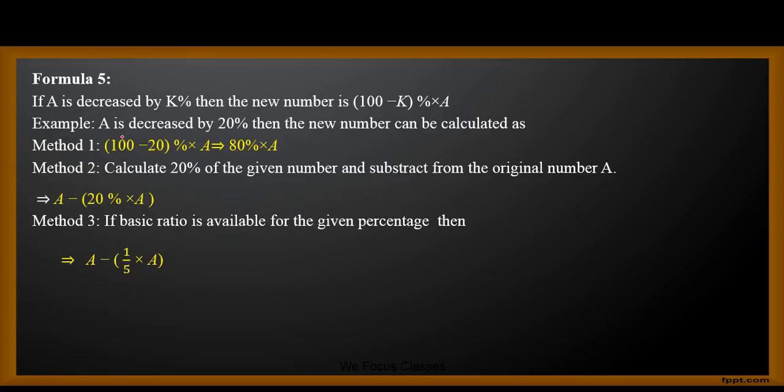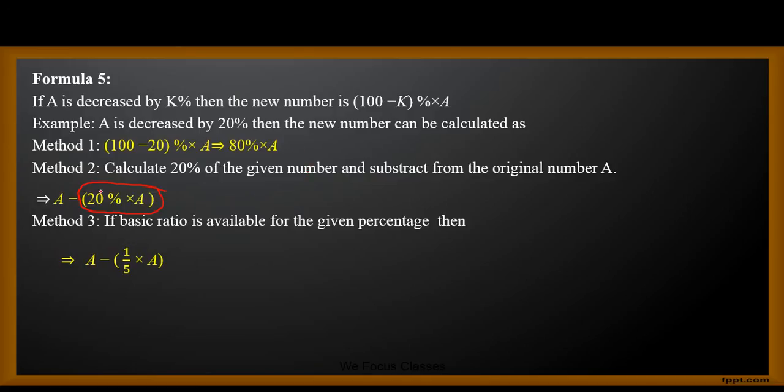Example. So for example, A is decreased by 20%. How will you write? 100 minus 20% of A. Simple, by using this formula like this. Or else you can find the 20% of A and deduct it from A. Again you will get 80% of A.